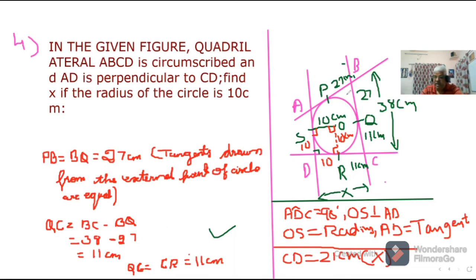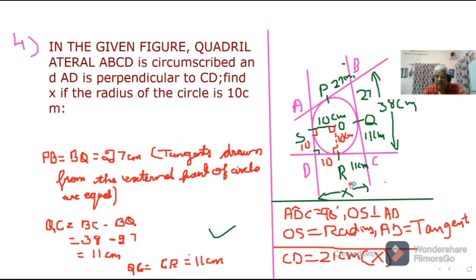Now observe, my dear children, here they are given the measurement PB. PB measurement is 27 centimeters, and this BC measurement is 38 centimeters, and the radius of the circle is 10 centimeters. With this, we have to find the value of x, they ask.